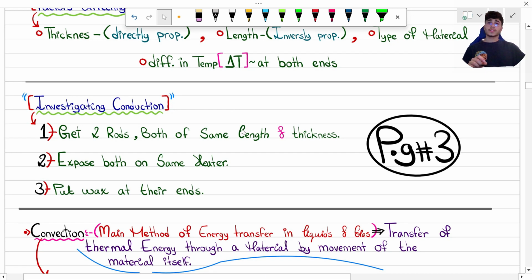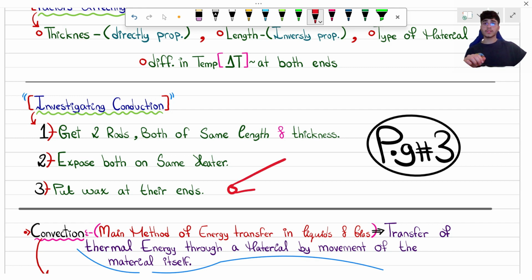Investigating conduction. So it's a very, very simple experiment with only 3 steps to investigate conduction, where we get 2 rods of the same length. Of course, this is not the same length here, but 2 rods of the same length, congruent, and we expose both rods to the same heater, and then we put some sort of wax at the end of both rods.